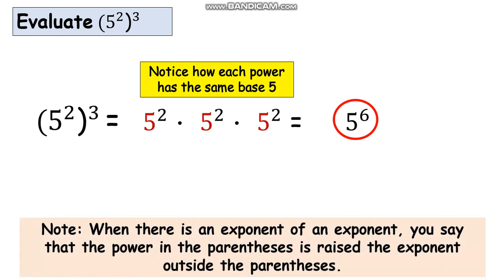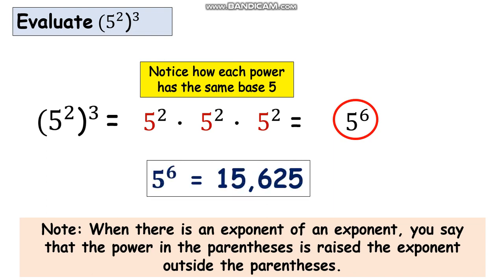By the way, when there's an exponent of an exponent, say that the power in the parentheses is raised to the exponent outside the parentheses. So in this case, 5 to the 2 to the 3 is the same as 5 to the 2 raised to the 3. And if you work it out, 5 to the 6 is equal to 15,625.